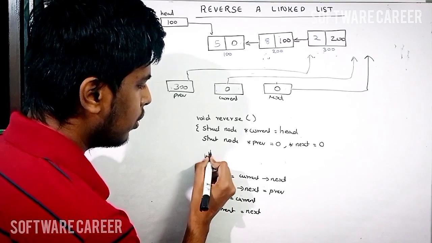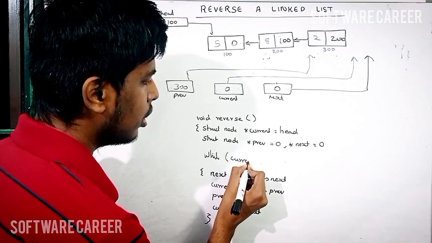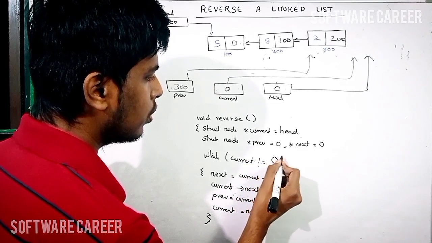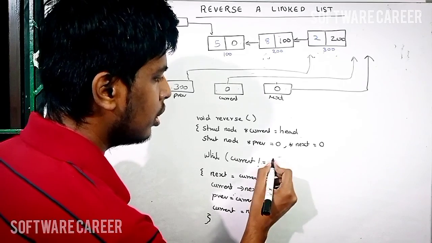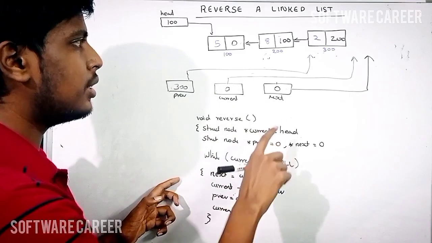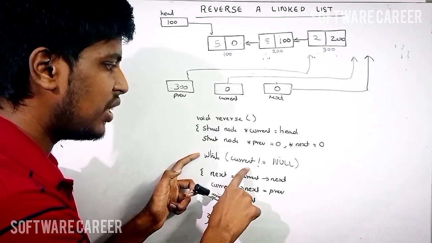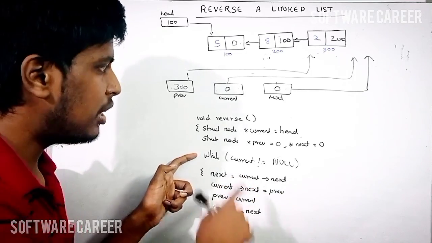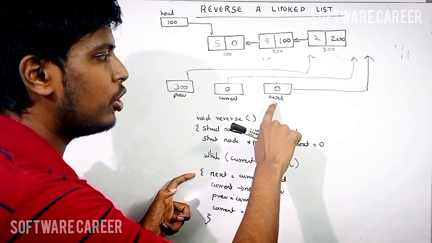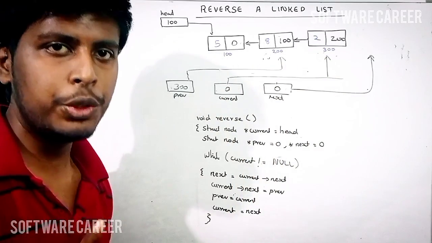See, while current not equals to 0 or null, let's say null. Now at this stage, current value is 0. So I am checking whether current is not equals to 0, but it's 0. So I am not entering into this condition. I am not moving the next pointer to the next thing and reversing the linked list. But one more step is remaining.